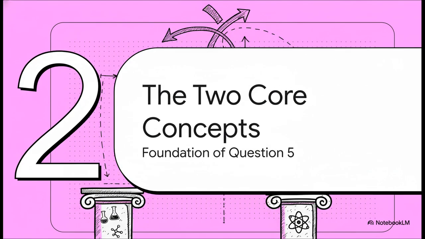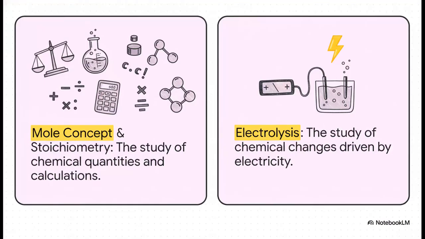You see, every single version of question 5, no matter what year we're talking about, is built on 2, well, let's call them unshakable pillars of chemistry. If you can master these 2 chapters, you've honestly won half the battle already. And here they are! On one side, you've got the mole concept and stoichiometry. This is all about the math, right? The numbers, the calculations, the quantities and reactions. And on the other side, you've got electrolysis, which is all about the practical stuff, seeing how electricity can actually create chemical changes. Every question 5 is basically a mix of these 2.